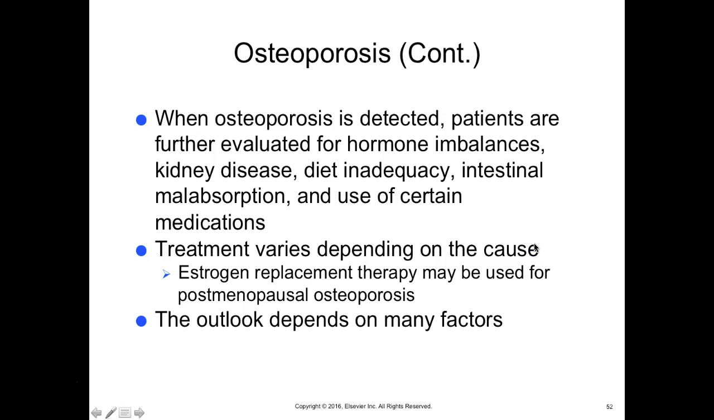All right, so when osteoporosis is detected, patients are further evaluated for hormone imbalances, kidney disease, and also diet inadequacies. So if the person's not getting enough calcium and vitamin D, then that's usually part of the problem. Also intestinal malabsorption and the use of certain medications. So certain medications may decrease the formation of bone. They may also pull calcium from the bone. Treatment varies depending on the cause. So estrogen replacement therapy may be used for postmenopausal osteoporosis, and the outlook basically depends on several factors.